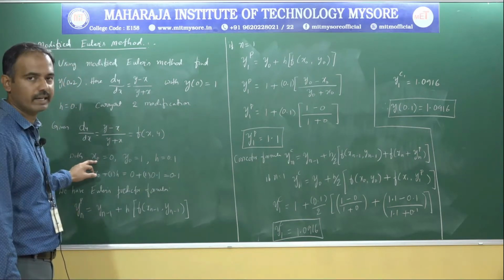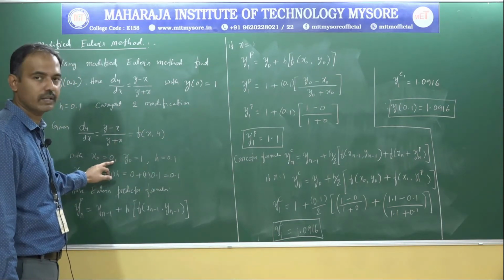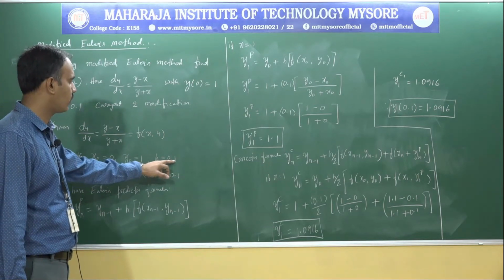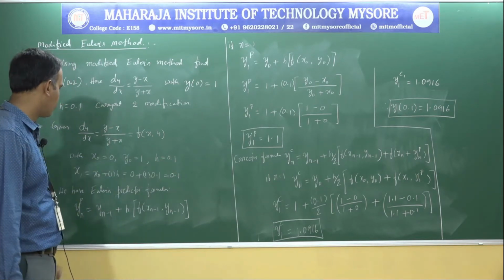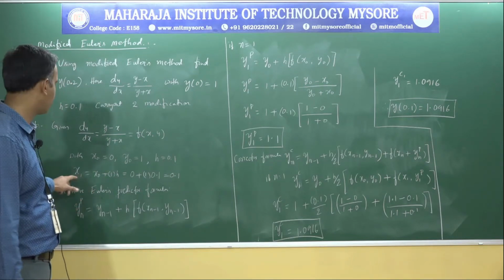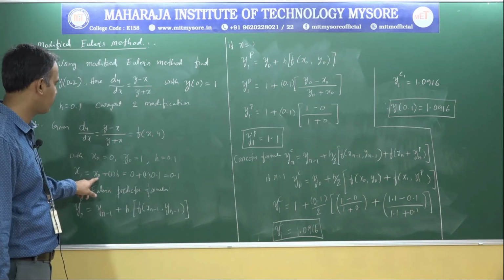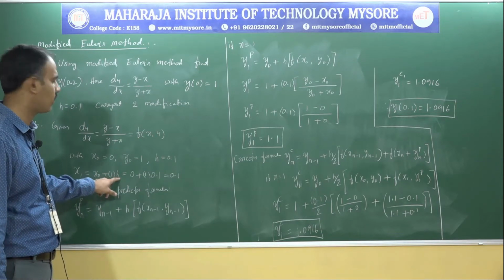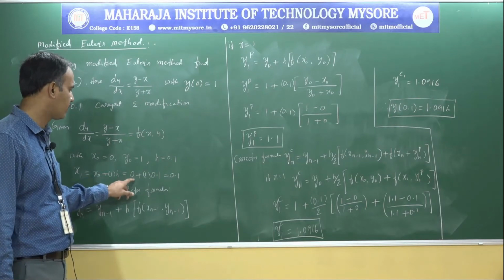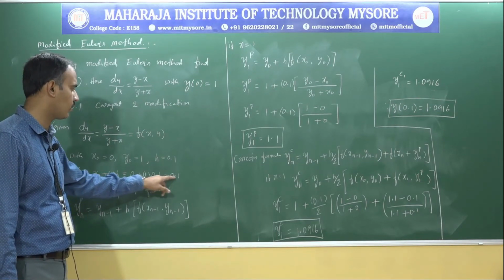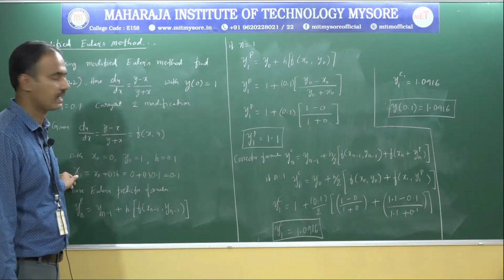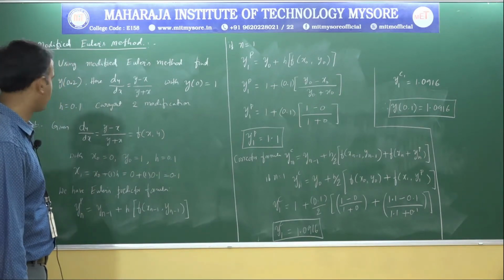The initial given data: x0 equal to 0, y0 equal to 1, h equal to 0.1. Now we can estimate the y1 value. At the particular point, x1 is nothing but x0 plus 1 into h, with n value 1. So x1 is 0 plus 1 into 0.1, and we get 0.1. Now, what about the next one?